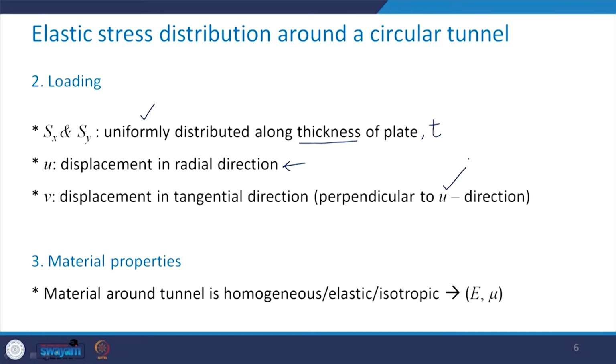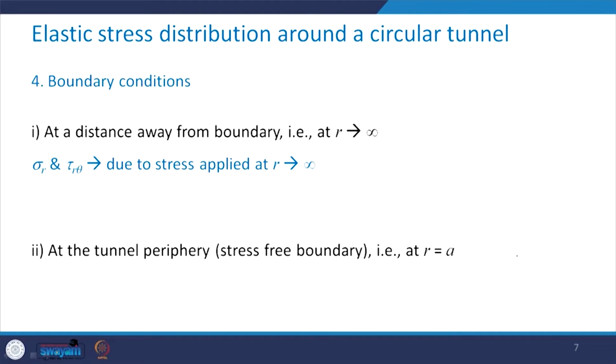It has been assumed that the material around the tunnel is homogeneous, elastic and isotropic. So, E and nu are going to be the material characteristics of the rock around the tunnel. Boundary conditions: as I mentioned, at a distance away from the boundary, that is at r tending to infinity, sigma r and tau r theta will be due to the stresses which are applied at r tending to infinity. And what are those stresses? They are Sx and Sy in the x and y direction respectively.